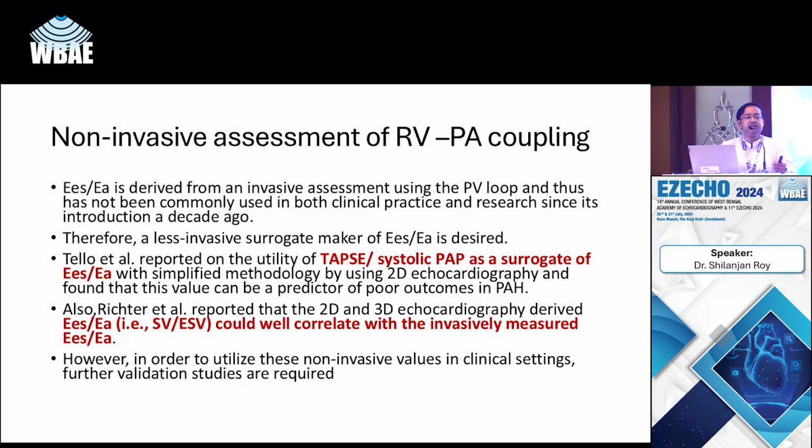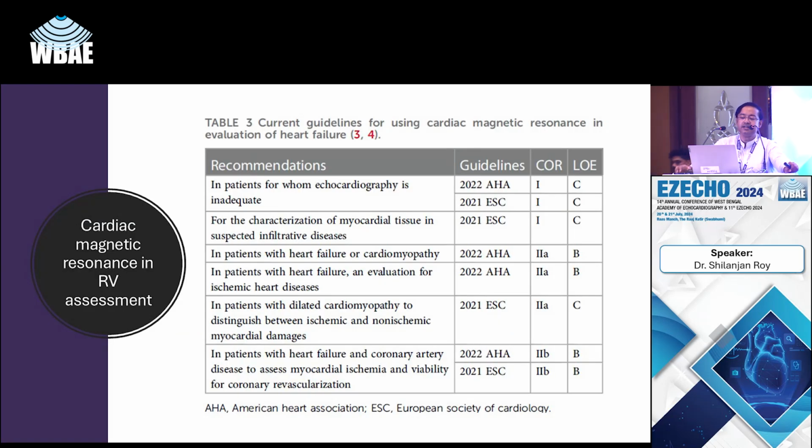So RV strain imaging has some additional advanced parameters. There are particularly two methods to assess the longitudinal strain. One is the right ventricular free wall longitudinal strain and one is the right ventricular global longitudinal strain. The free wall longitudinal strain is based on only the RV free wall assessment of the strain, whereas GLS, as we all know, measures the global strain of the RV and includes the interventricular septum also.